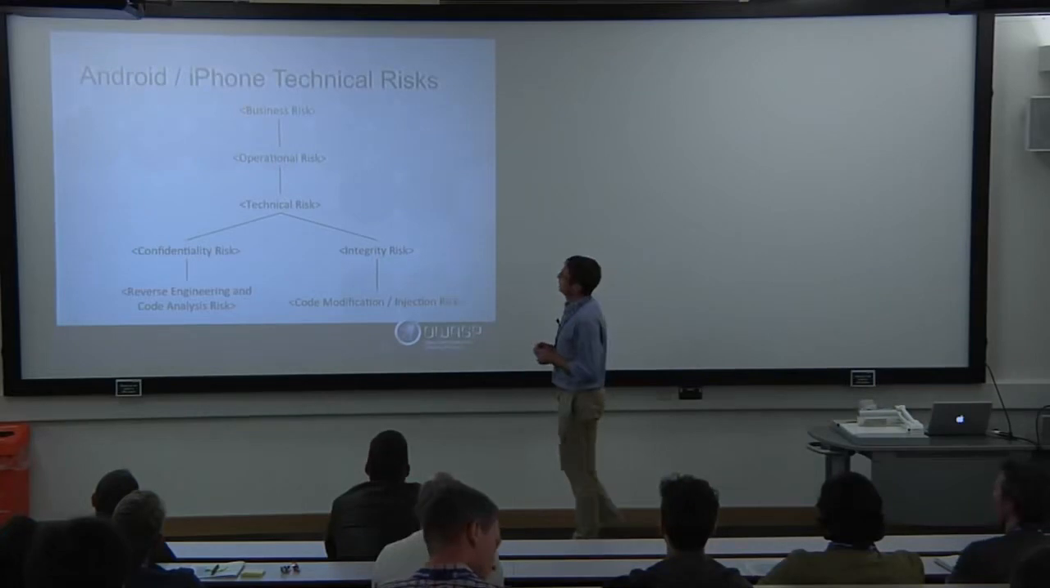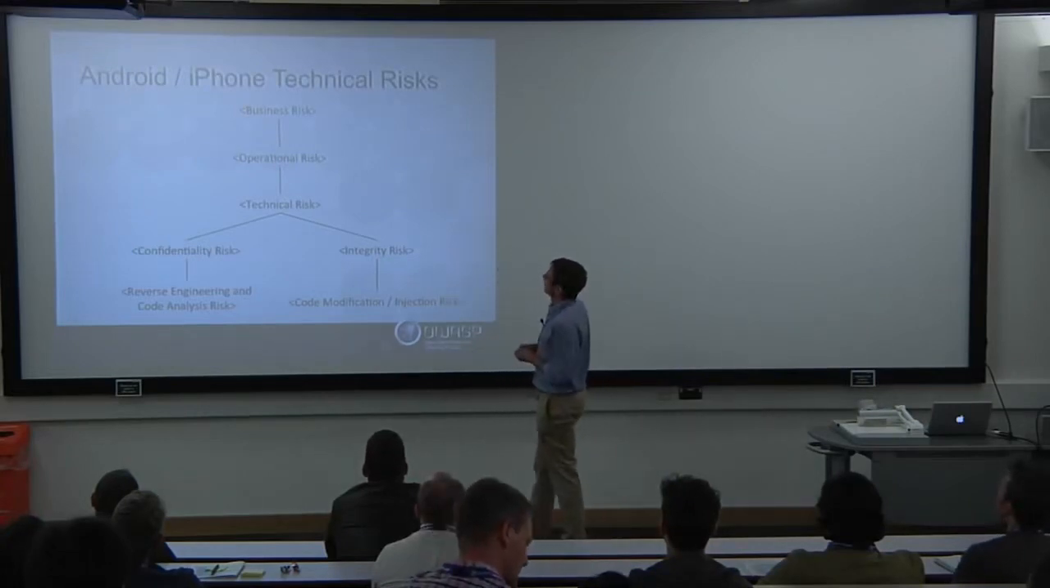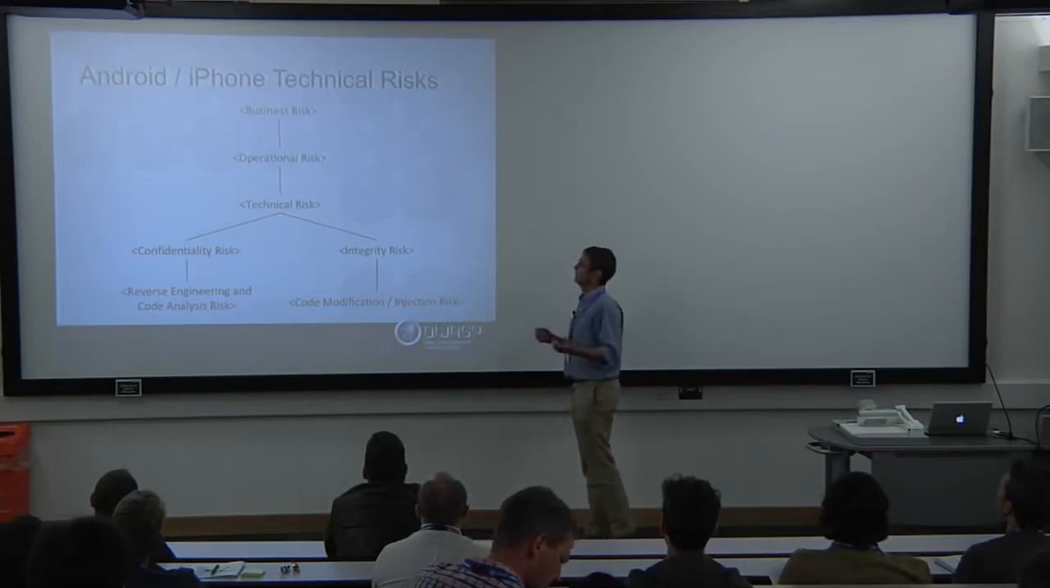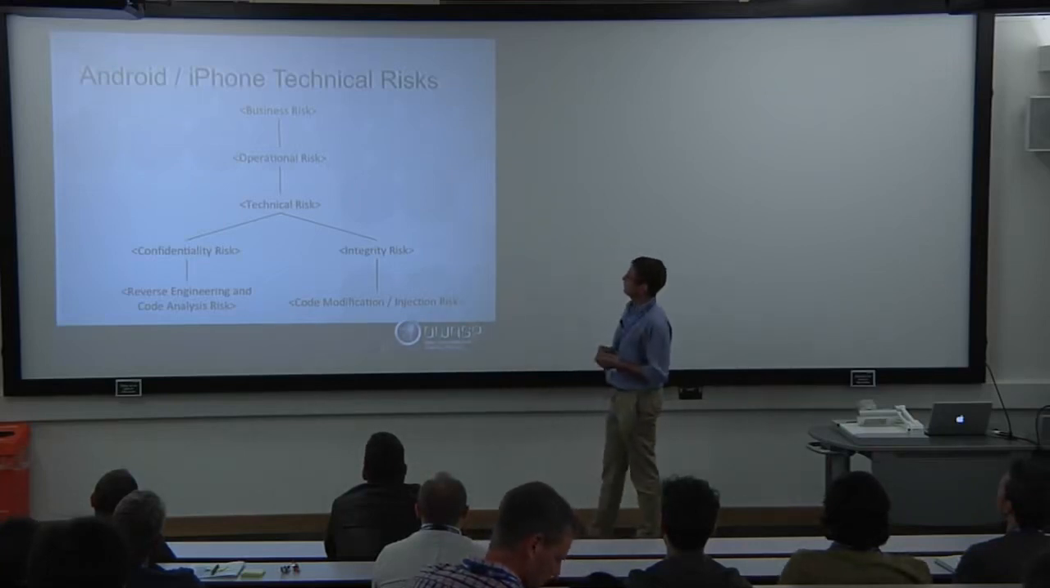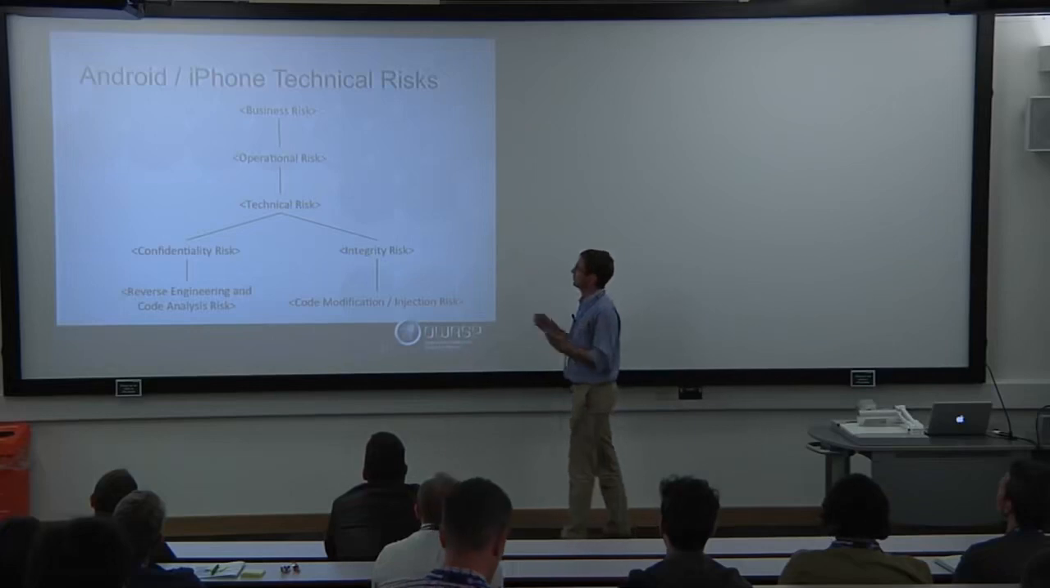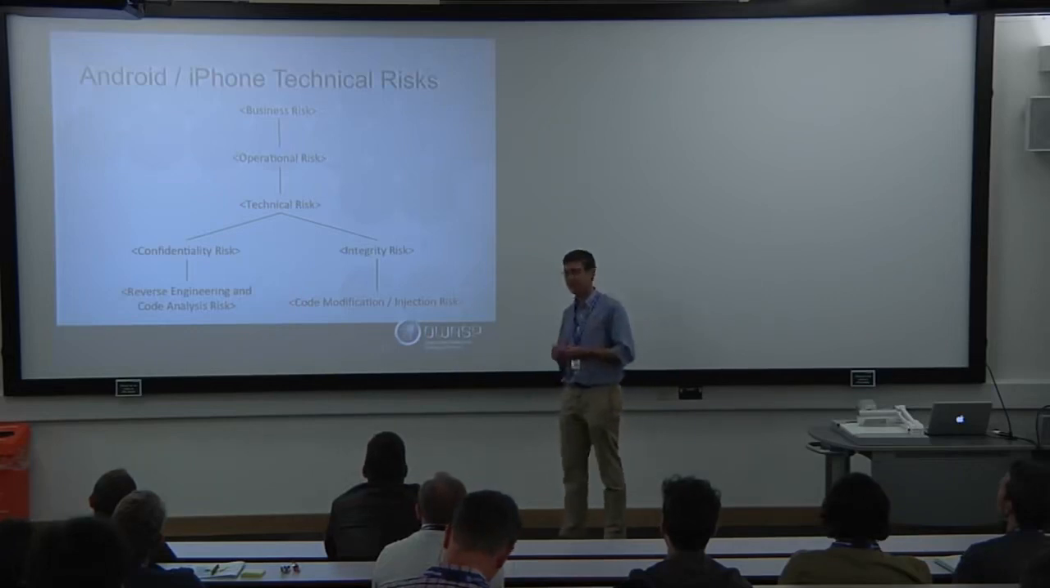So this is trying to show different areas of risk that you have. Business risk: is someone going to steal your money? Operational risk: is someone going to break your system? Technical risk, I guess that boils down to: is someone going to work out how your software works and steal it?